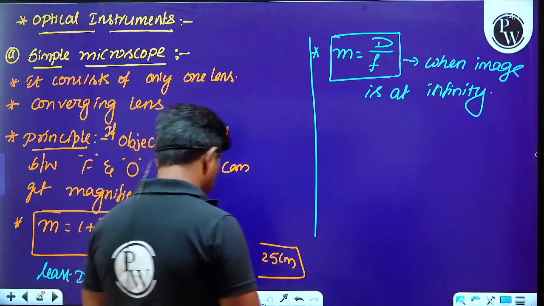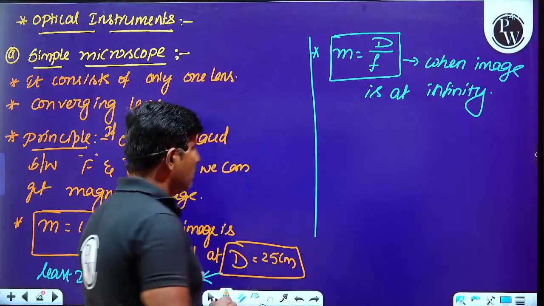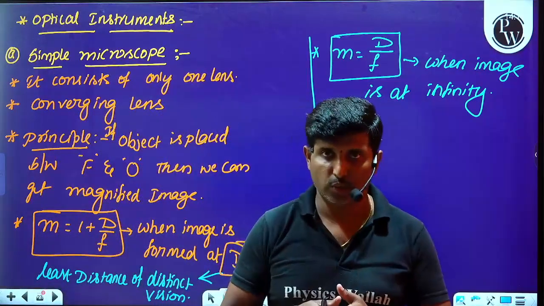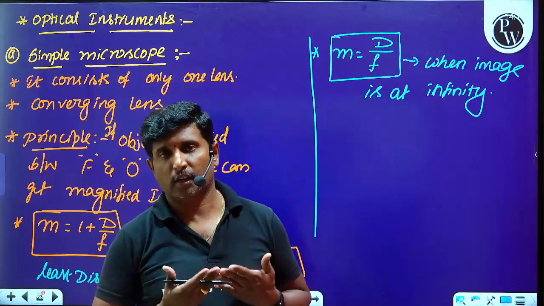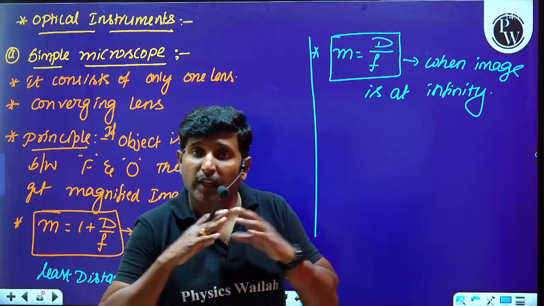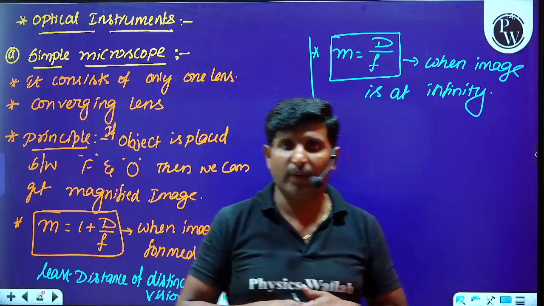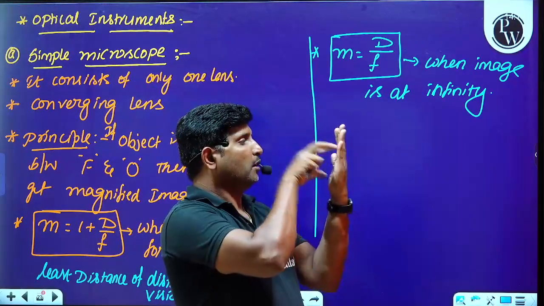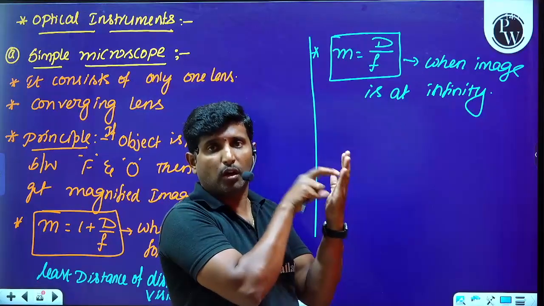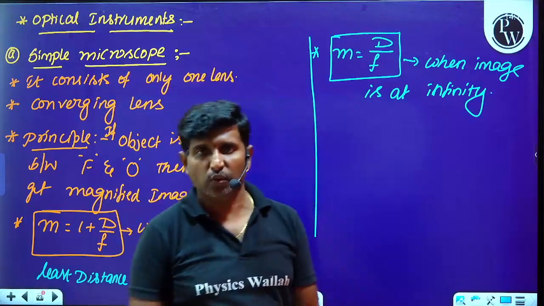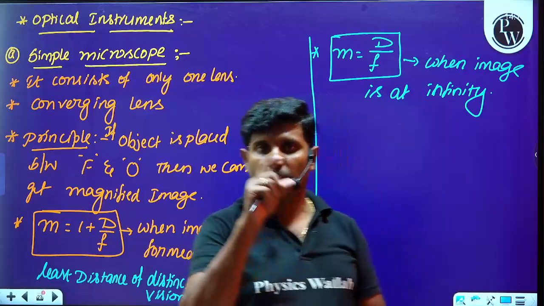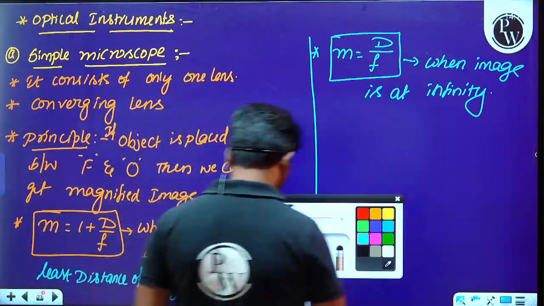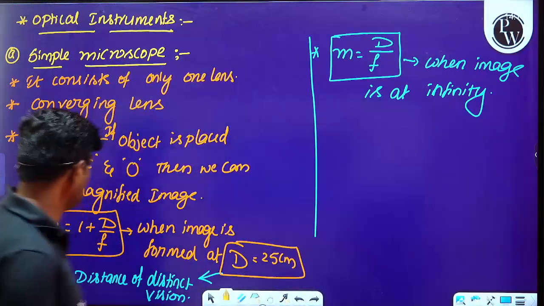Later we have to understand what is capital D. Capital D is nothing but the least distance of distinct vision. For a normal eye, which is not having any defect, that is the minimum distance at which a normal eye can see the object clearly. That is called the least distance of distinct vision, and usually its value is 25 centimeters. I hope you are writing each and every point. Later we can move on to the next one.